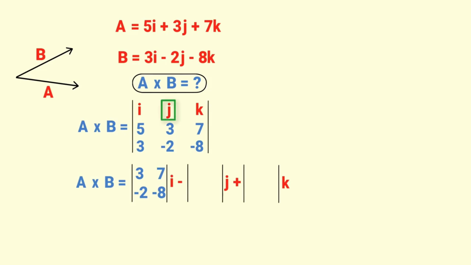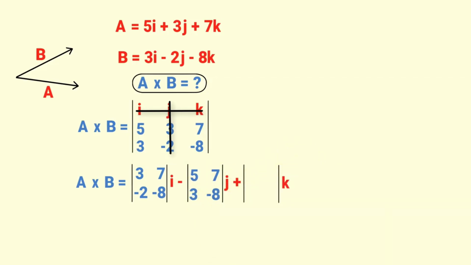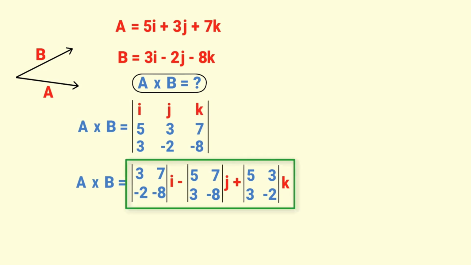Now j is in the first row and in the second column. So cancel the first row and the second column. What is left behind? It is 5, 7, 3 and minus 8. So write here 5, 7, 3 and minus 8. Similarly, k is in the first row and in the third column. Thus cancel the first row and third column. What is left behind? It is 5, 3, 3 and minus 3. Now I can easily find the determinant of these 2 by 2 matrices.